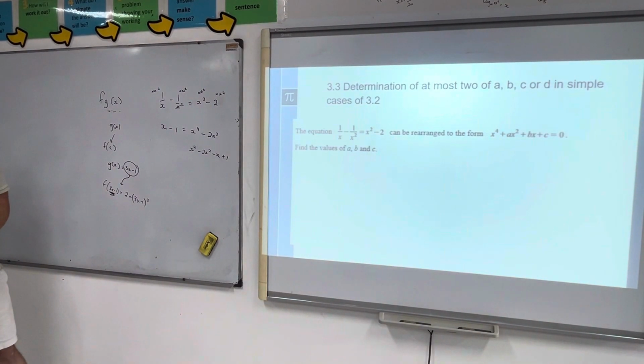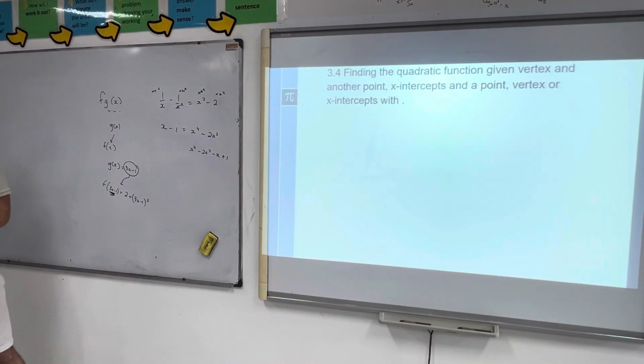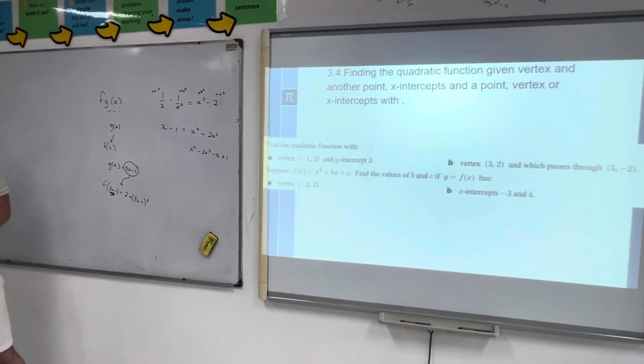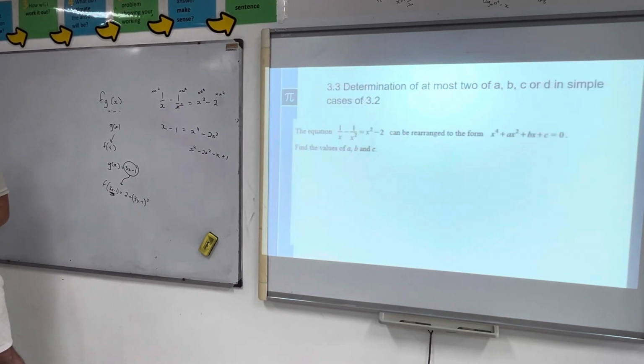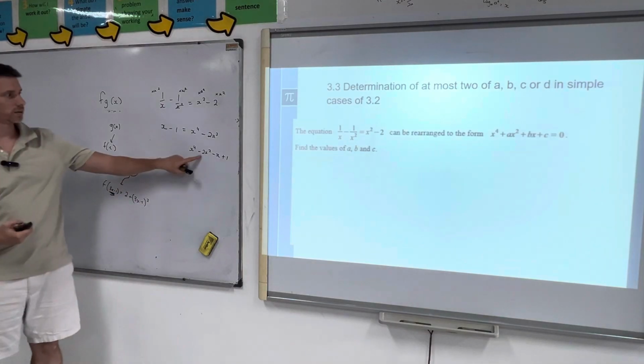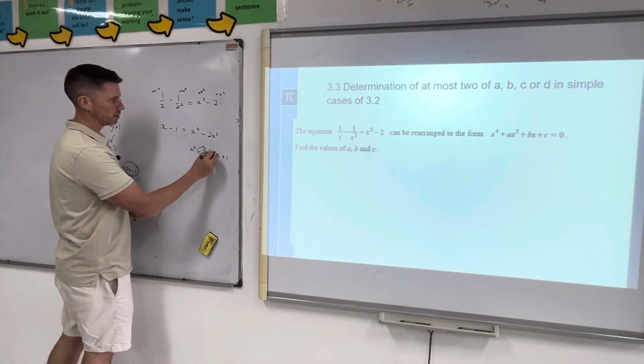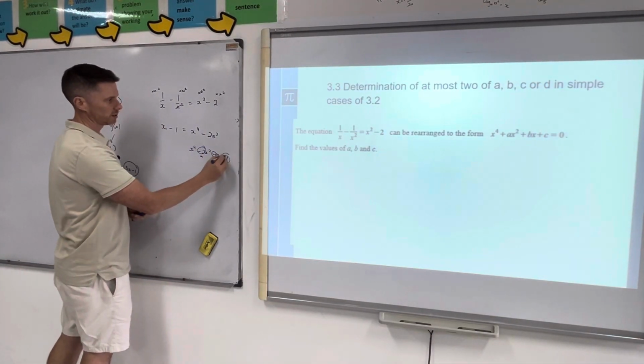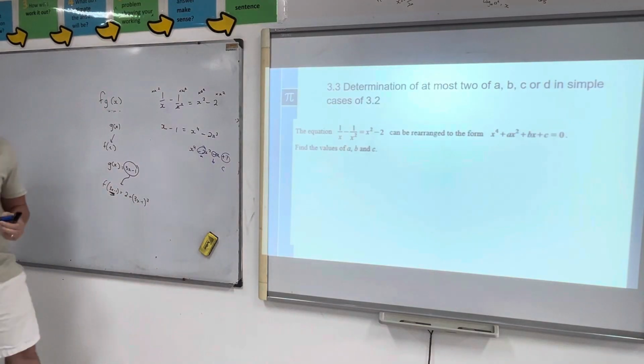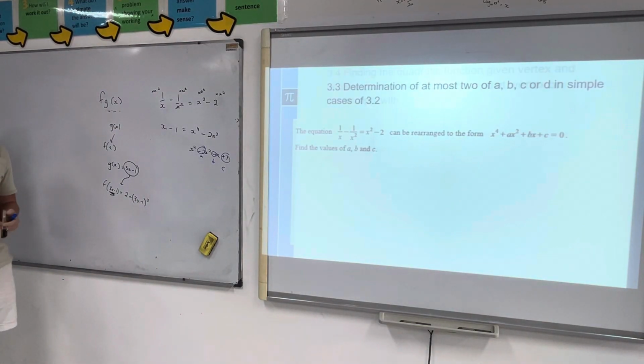I don't know if I have a second example for this one. No, I don't. Finding quadratic functions. So we did a bit of quadratic functions with vertex and x-intercepts recently. We're going to do this. This is in that form. So it's rearranged. So this is A, this is B, this is C. I just rearrange it. All I have to do is rearrange.